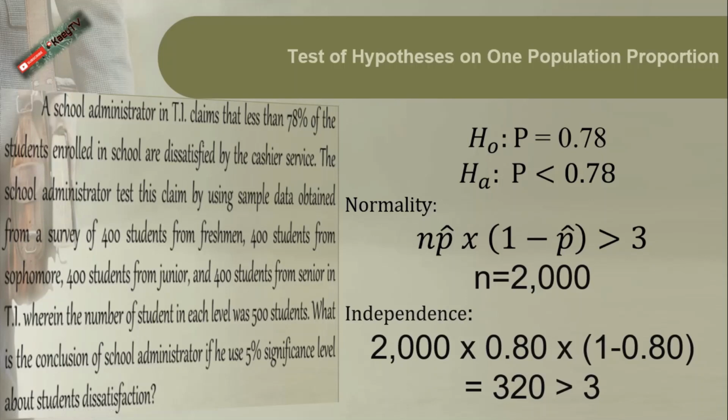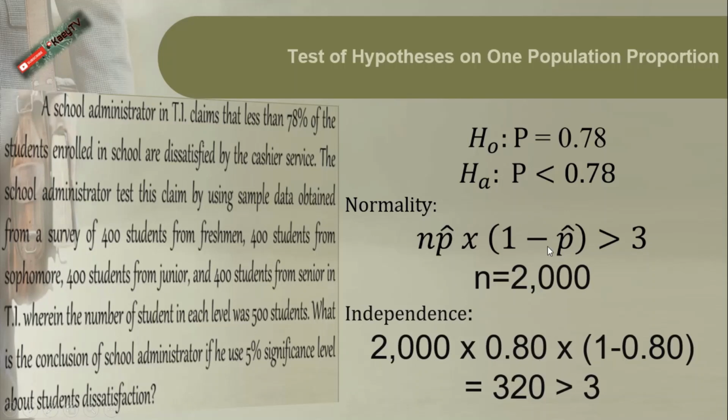So, saan nanggaling yung 0.8 natin na value ni P hat? It is derived from x divided by n, wherein yung x natin is pag-add lang natin yung 400 students from sophomore, from junior, from senior, and from freshman. So, it is equals to 1,600. Divide lang natin sa n natin, which is 2,000. So, kaya tayo may 0.8 diyan.